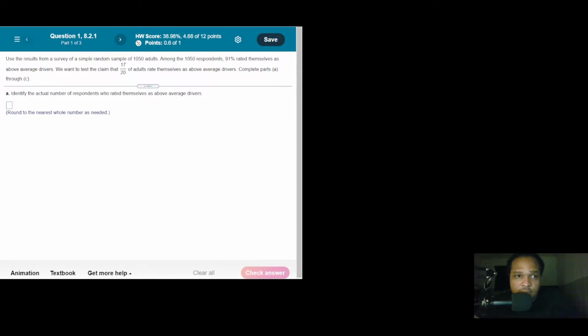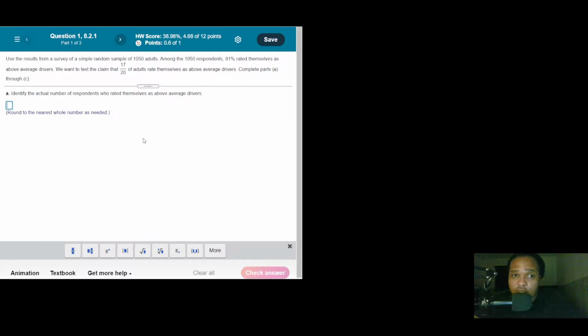Okay, so the question says to use the results from a survey of a simple random sample of 1,050 adults, 91% rated themselves as above average drivers. We want to test a claim that 17 over 20 of adults rate themselves as above average drivers. All right, so it says identify the actual number of respondents who rated themselves as above average drivers, right?